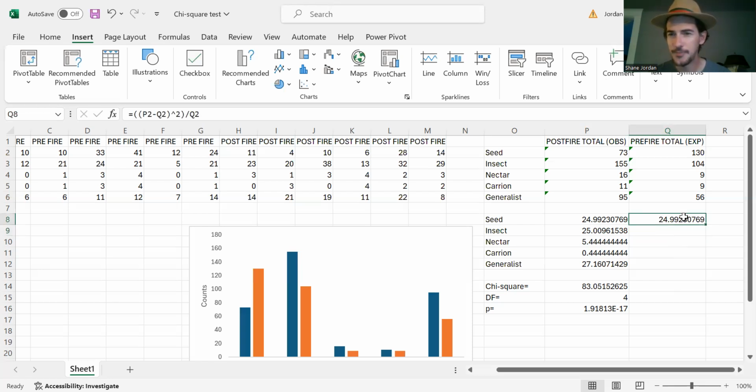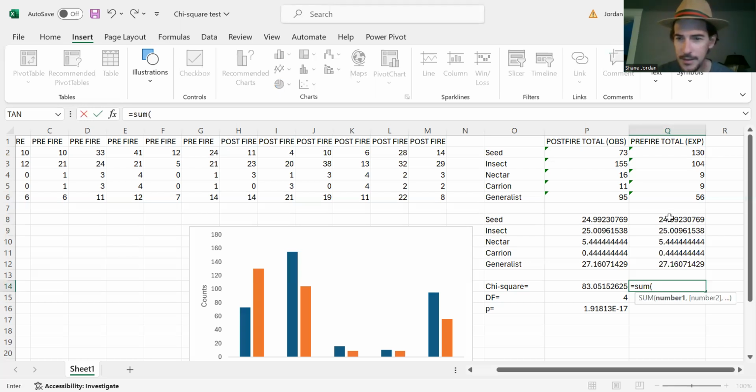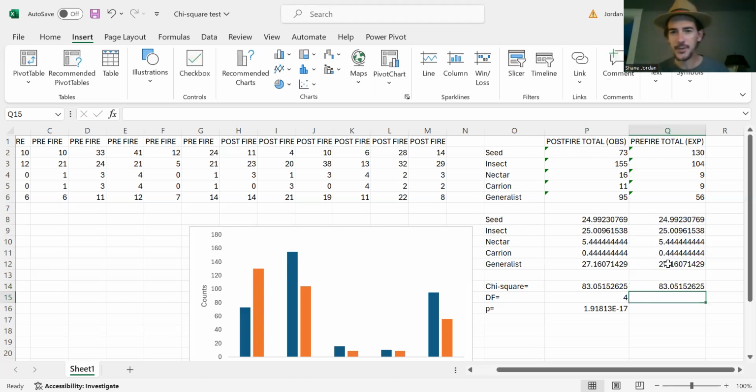And again, as we saw before, rather than doing this calculation over and over again, we can click on the bottom right and drag down. And now we have this value calculated for each of our 5 categories. And as you might recall, the chi-square test statistic equals the sum of those values. So this is pretty easy to calculate by telling Excel in this cell equals the sum of these values. And now we have our chi-square test statistic.